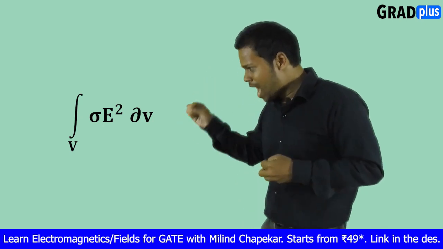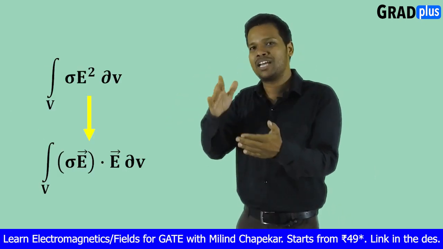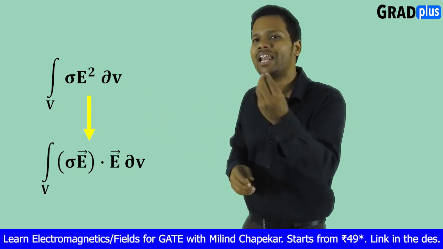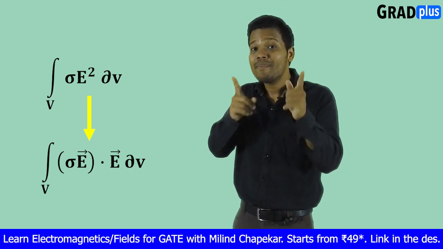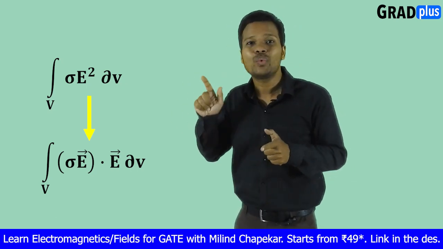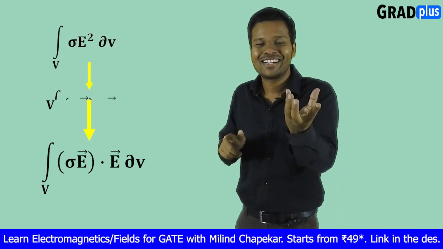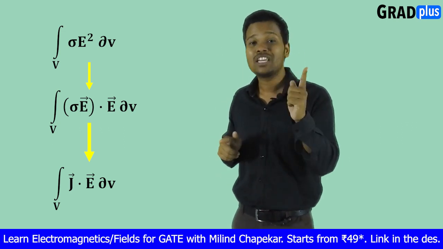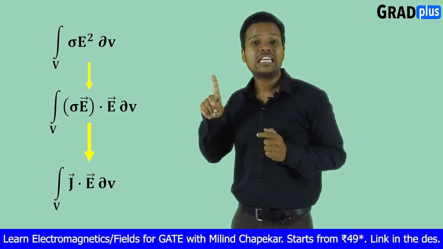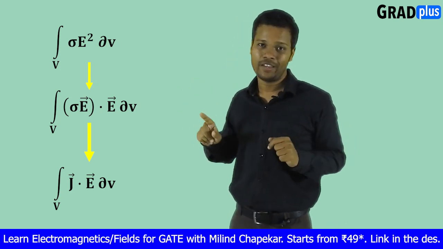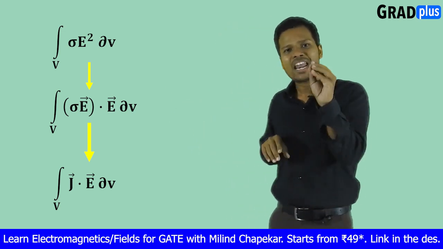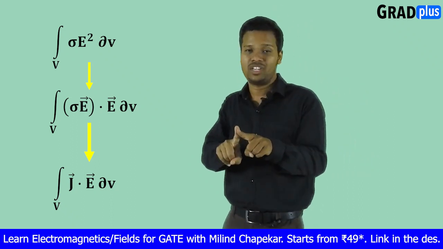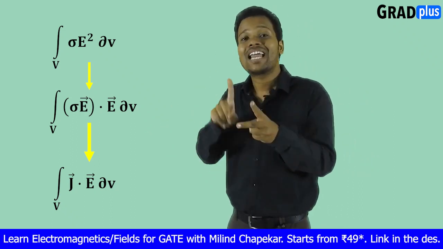Sigma E square, you can write as sigma E into E. What is sigma into E? Conductivity into electric field. Remember, it is J, the conduction current density. Yes or no? We have seen in electrostatics, J is given as sigma into E. So sigma E square can be written as J into E, where J is the conduction current density and E is the electric field intensity.